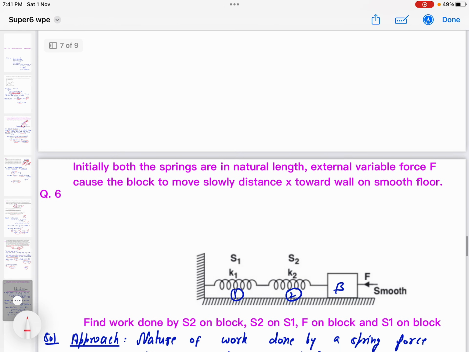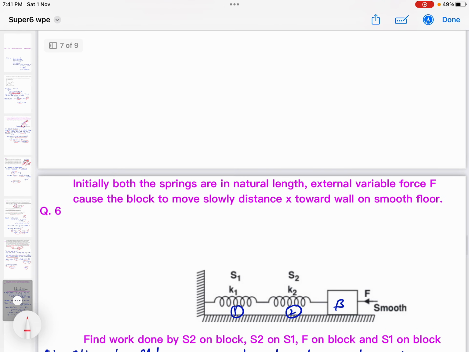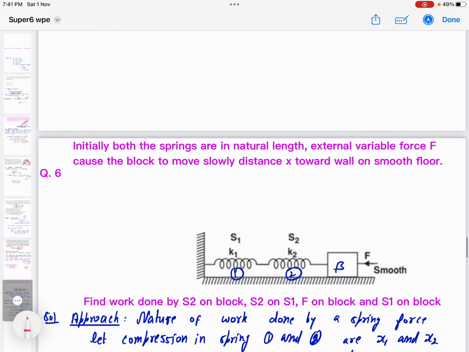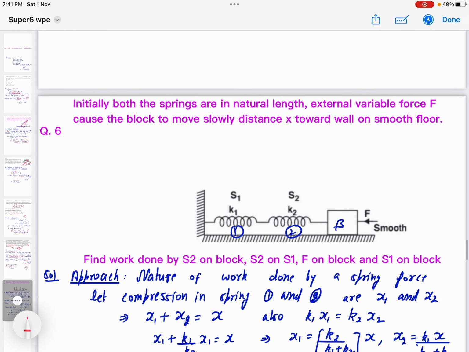Now dear students, next question. A very interesting and tricky question you can say, where we just need to see what is the nature of spring force properly. The nature of work done by spring force here we need to see properly.